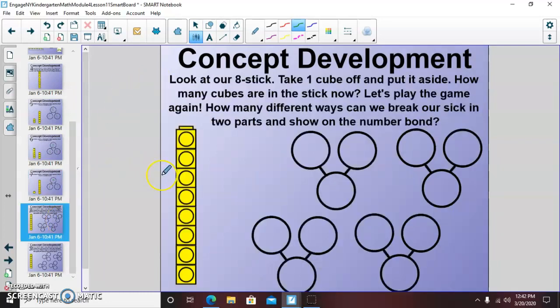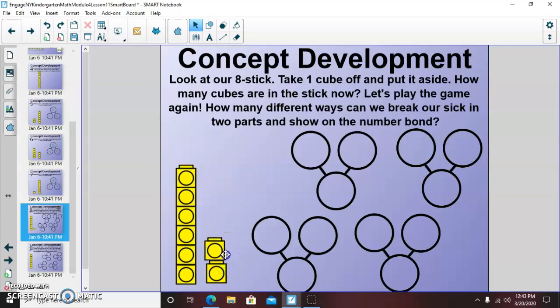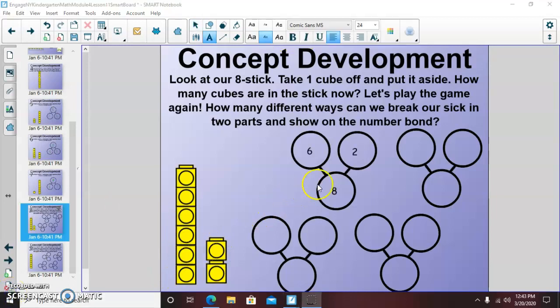Okay, so here is your challenge. We're going to play a little game. I'm going to move a certain number of cubes. I'm not going to tell you how many. And I want you to fill in one of the number bonds, okay? Pause me and make a number bond that matches this picture. Go ahead.